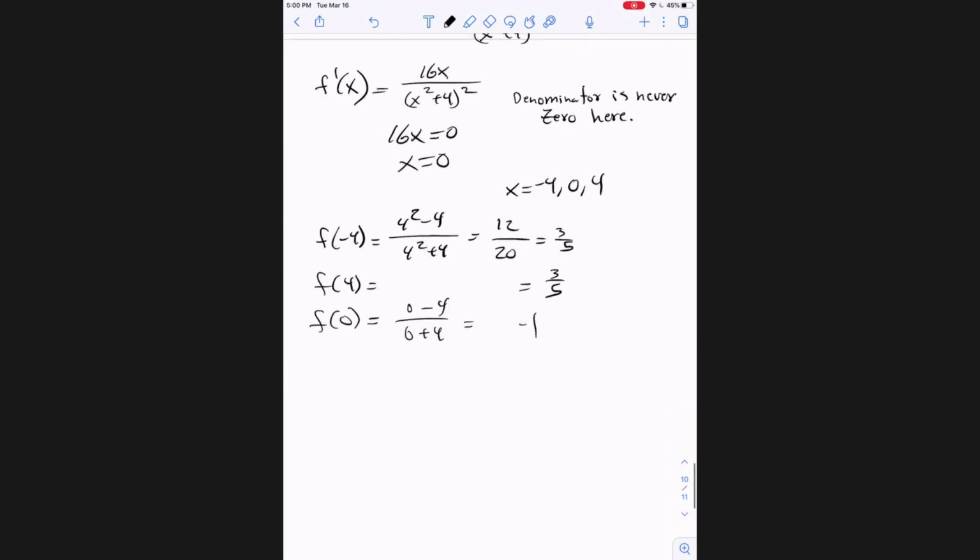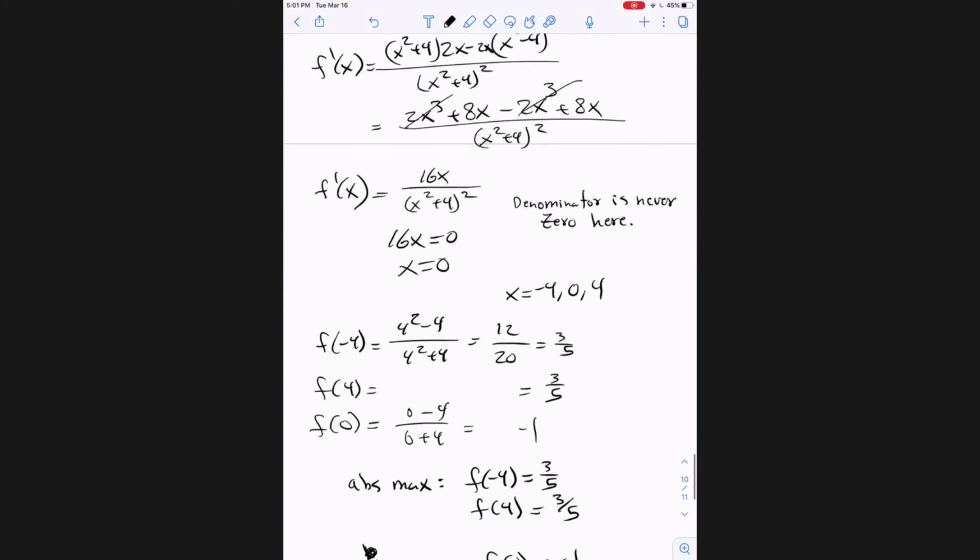All right. So the absolute max occurs at -4 and 4. So f of -4 equals 3/5, f of 4 equaling 3/5. They're tied for it. And then the absolute min, f of 0 equals -1.